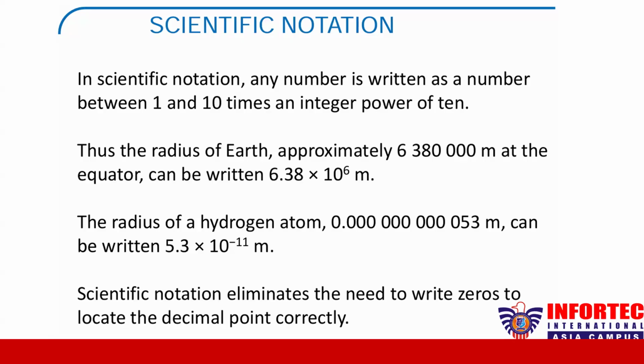Then I think you got the idea how we write very large numbers or very small numbers using scientific notation, right? And also we can convert back to the normal number. With a positive power, we move the decimal place to the right hand side. And with a negative power, we move the decimal place to the left hand side. Scientific notation eliminates the need to write zeros to locate the decimal point correctly. And it is very important. As a starting point, we have to be clear about scientific notation.